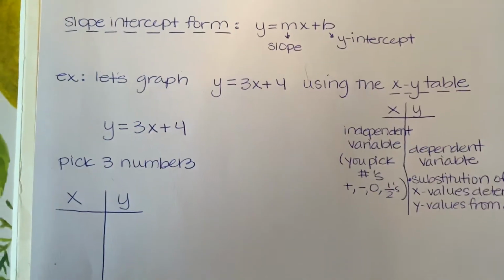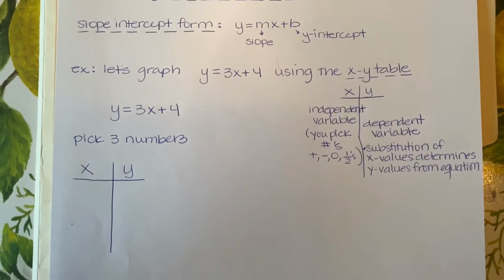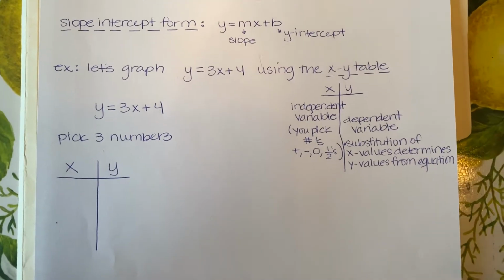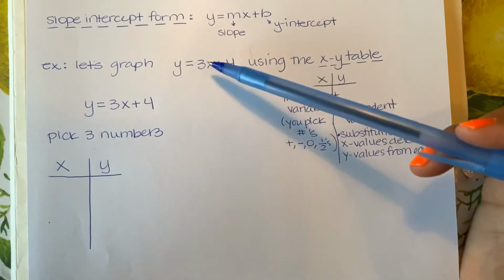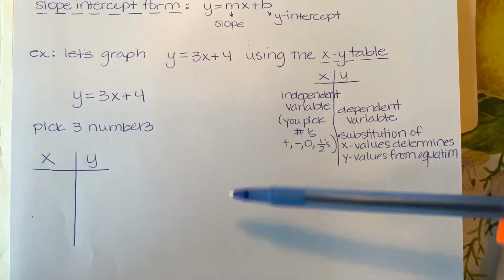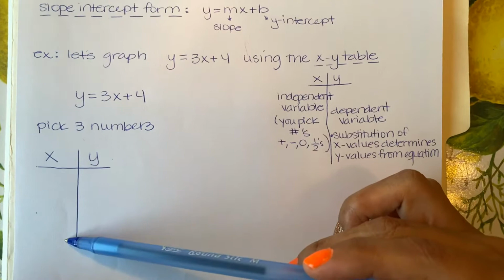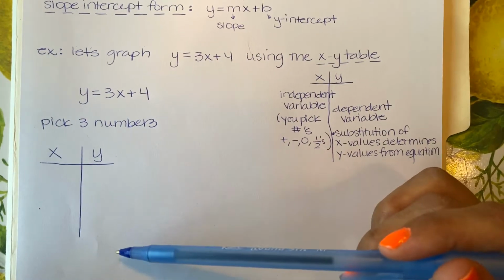Now I realize you are capable of graphing the shortcut where you plot the y-intercept and then based on the slope, rise over run. But for this assignment, no. I want the XY table. I want 3 numbers picked. I want you to show the substitution, find the y values, and graph.